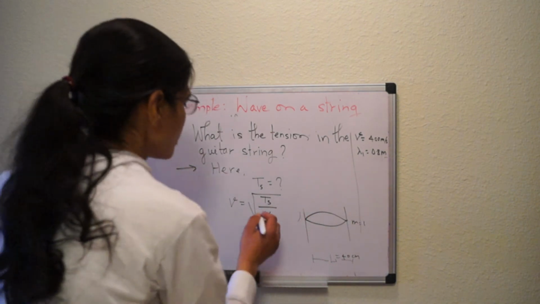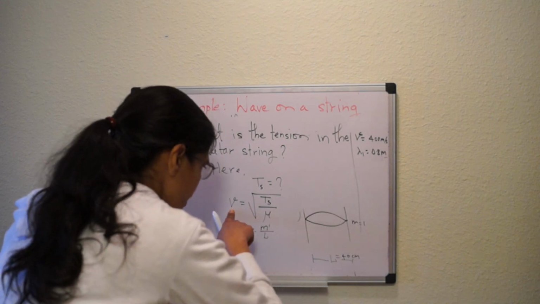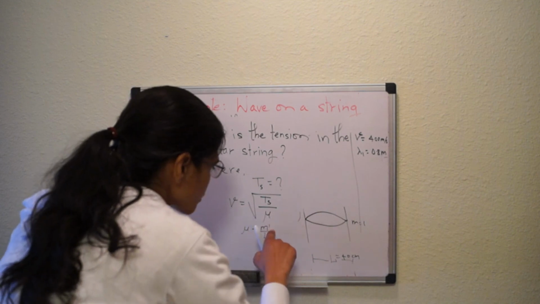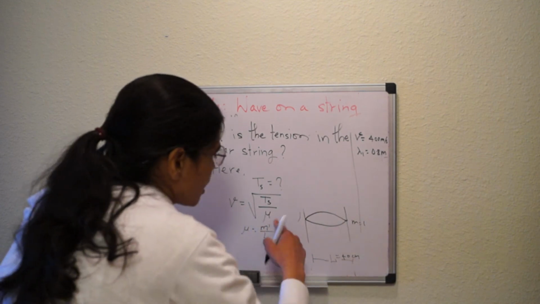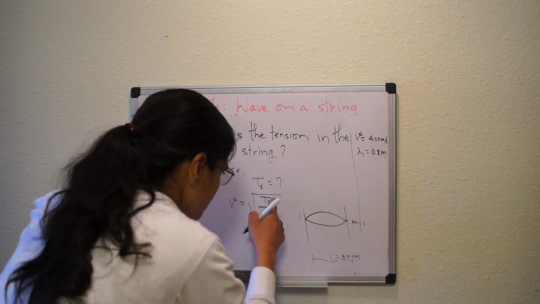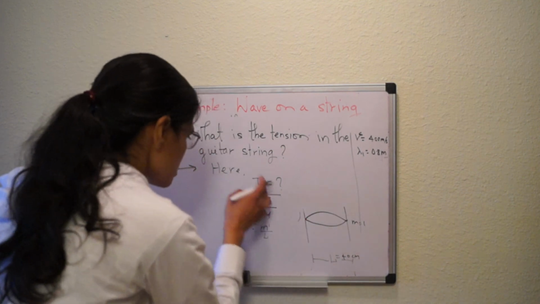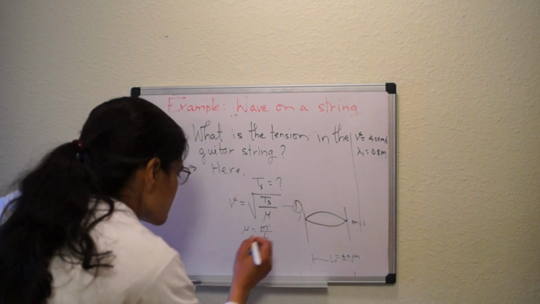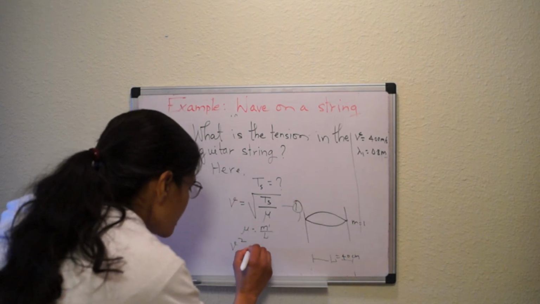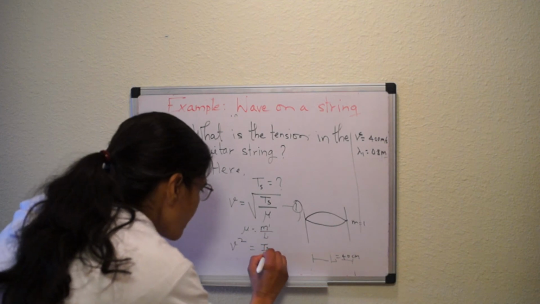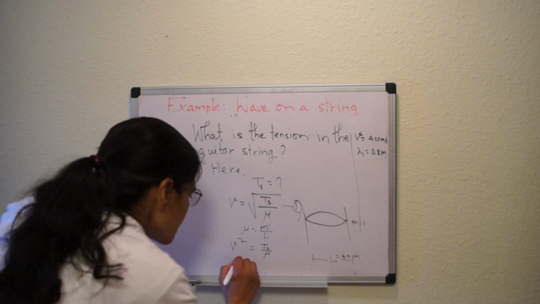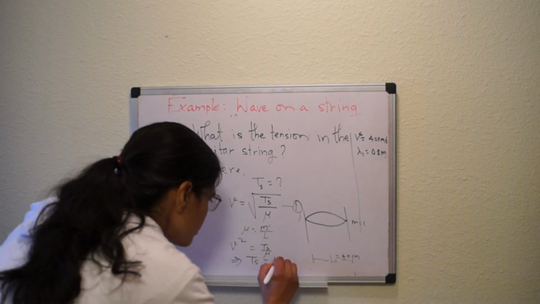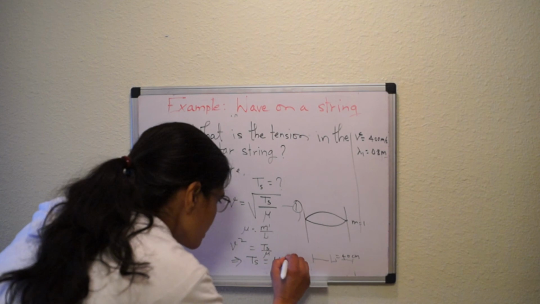So what can we do? We already have information for V from question B. We can find mu because we are given the mass, right? And then we are given the length, so we should be able to find this. So it's really a matter of just doing algebra here. This equation, let's call it equation 1, we square on both sides. That should make us what? V square equal to Ts divided by mu. And then we can write Ts equal to what? Mu times V square, okay?